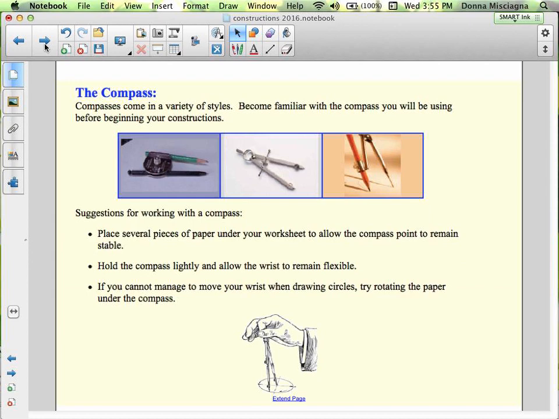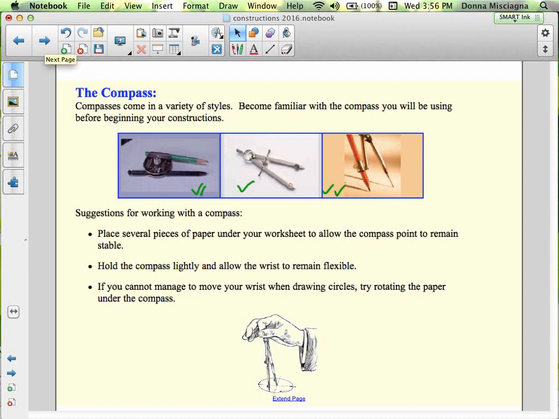Compasses come in a variety of styles. Become familiar with the compass you'll be using before beginning your constructions. This one right here is the best of the compasses because it'll stay locked in place. Some of the other ones don't lock as well. These two that are shown, sometimes they're not too bad. This one here and this one here. It all depends on the compass. But if you have a locking bar, you know it'll stay.